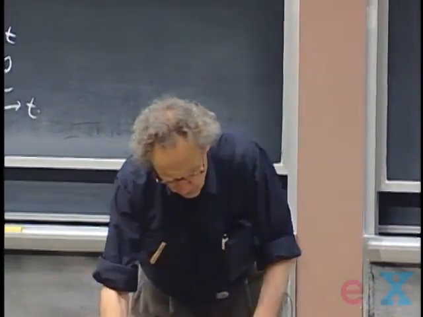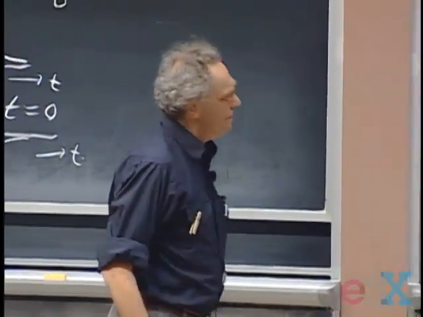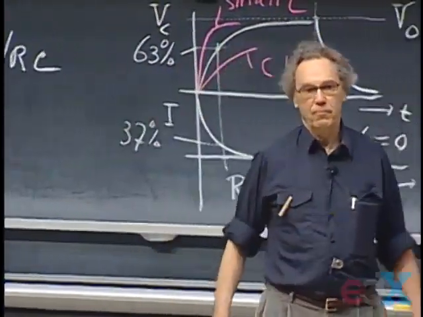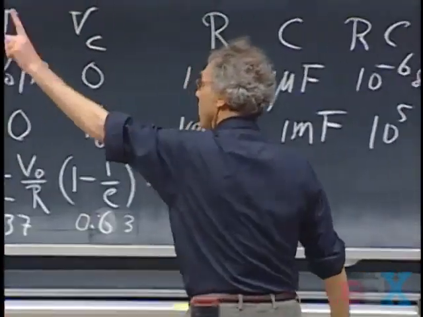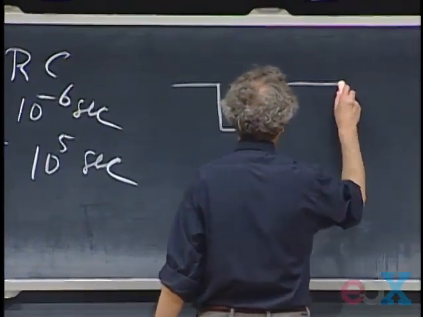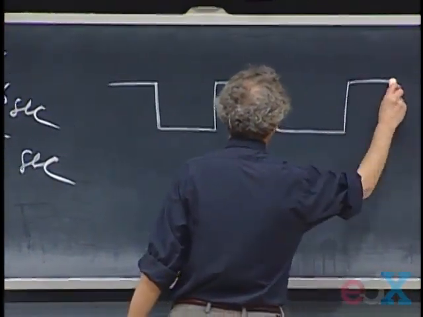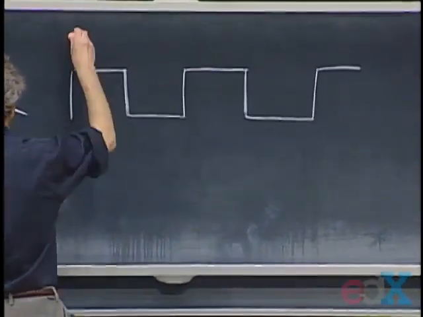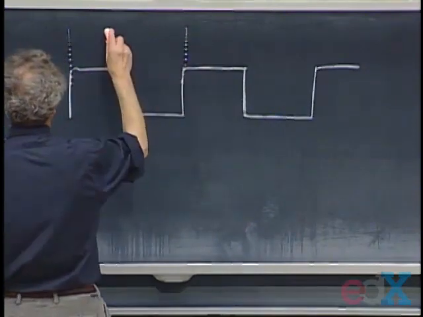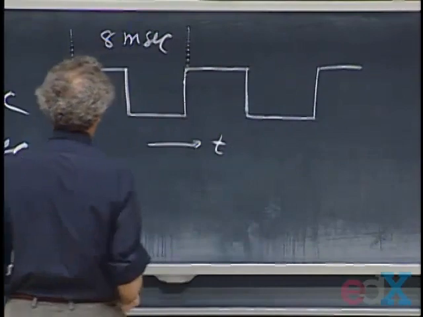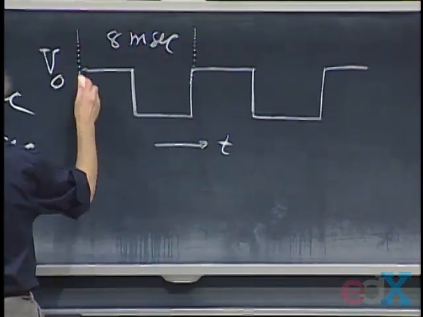I can demonstrate this to you. I have an electronic switch, so I go between 1 and 2. Every 4 milliseconds I throw the switch. And so what I have is, as a function of time, what we call a square wave. So this is my battery. And this time here, from here to here, is 8 milliseconds. This is time. And so this is that value V0.